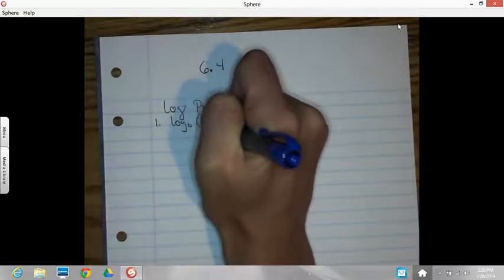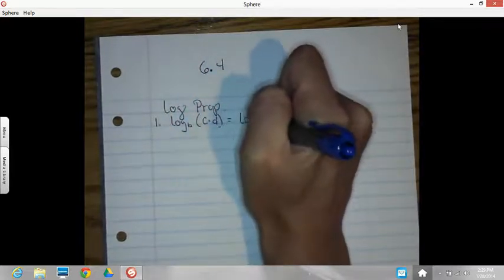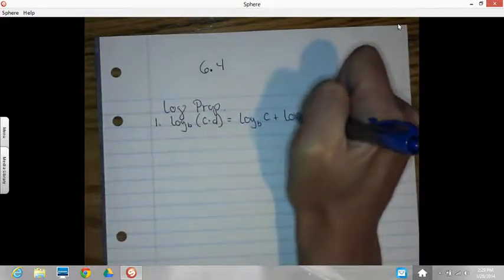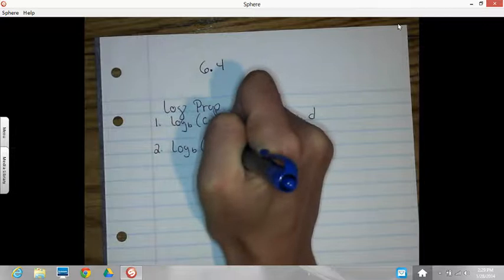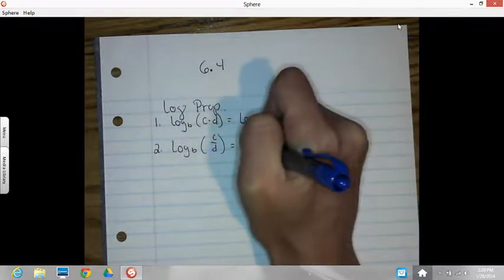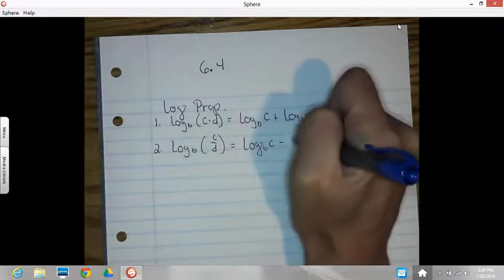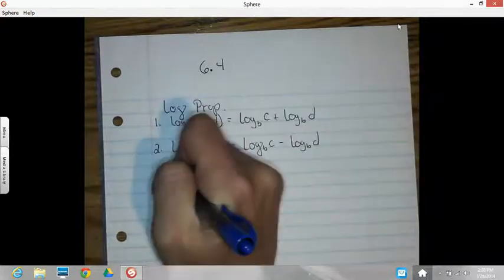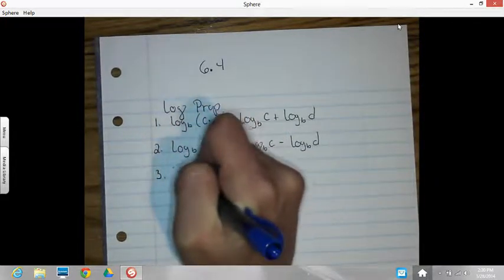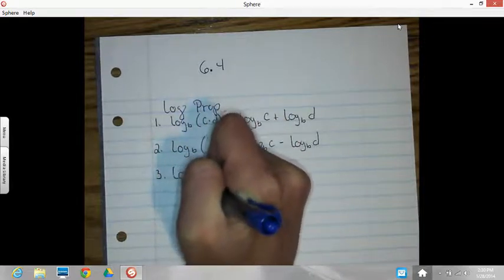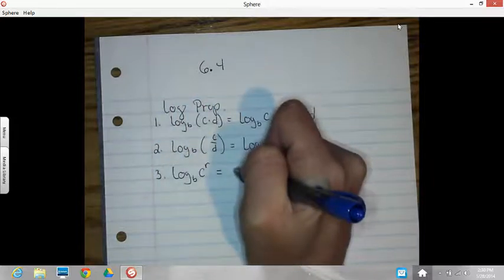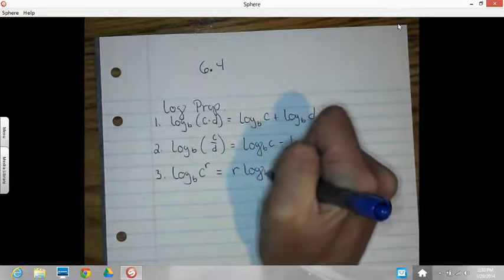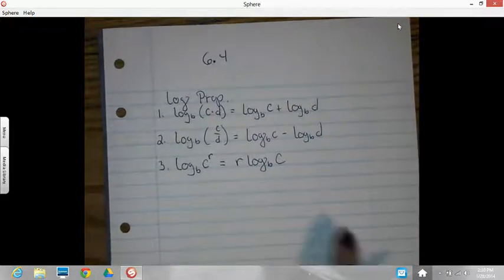The first one, log base b of a product expanded to the log base b of the sum. The second property, log base b of c divided by d, went to the difference of the 2 logs, log base b of c minus log base b of d. And the third one, the power rule, where the exponent comes down as a multiplier: log base b of c to the r power is r times the log base b of c. I told you these were true for natural logs, and we've been using them.